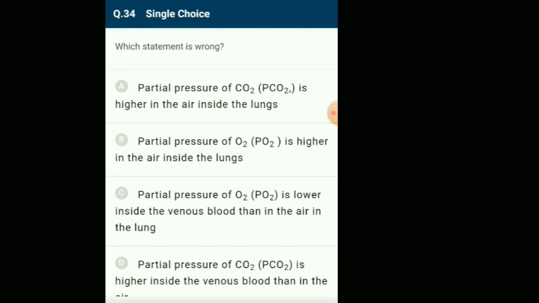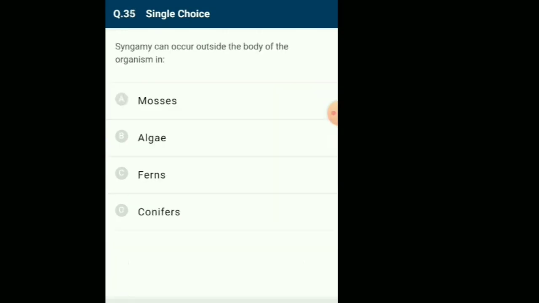Therefore, oxygen from the alveolar air rapidly diffuses due to its higher PO2 into the blood capillaries. Hence, partial pressure of carbon dioxide, that is PCO2, is lower in the air inside the lungs. So, the answer for this question is option A. Partial pressure of carbon dioxide is higher in the air inside the lungs. That is the wrong statement.